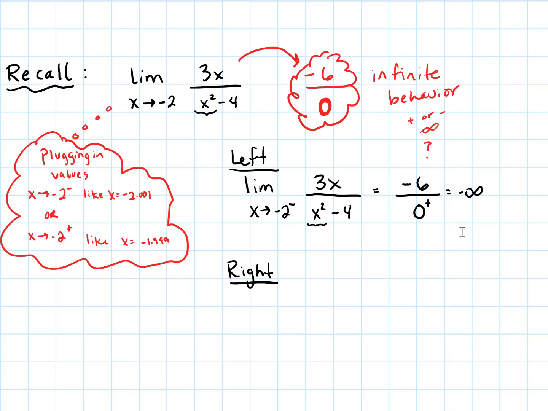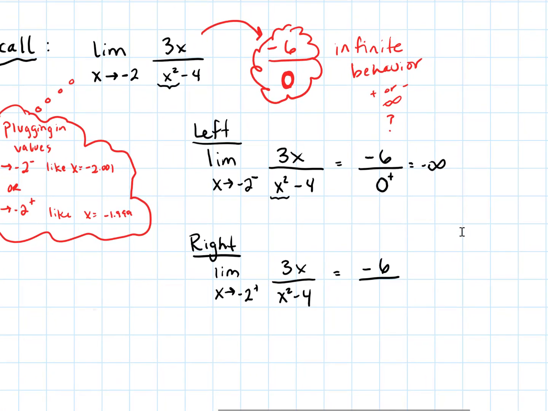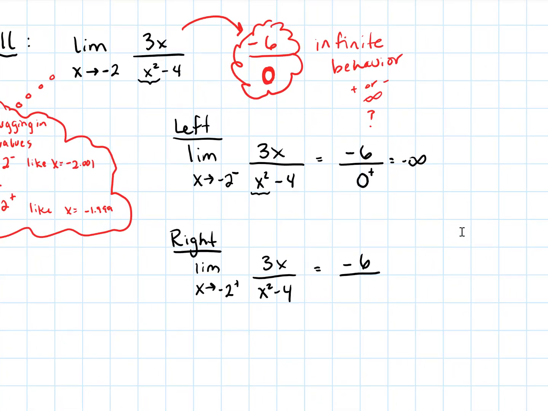And then on the right side, as we take our limit as x approaches -2 from the right, and I take my 3x over x squared minus 4. Again, thinking about what I'm plugging in, the numerator is still going to be -6. And then in the denominator, we're going to be approaching 0, but how do we approach 0?